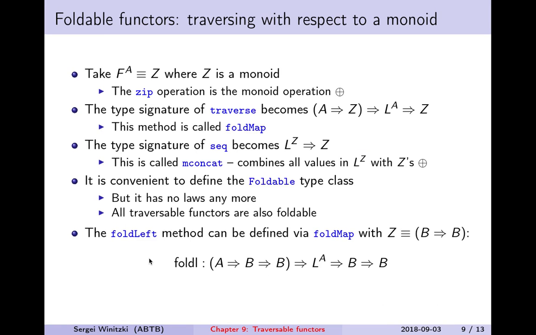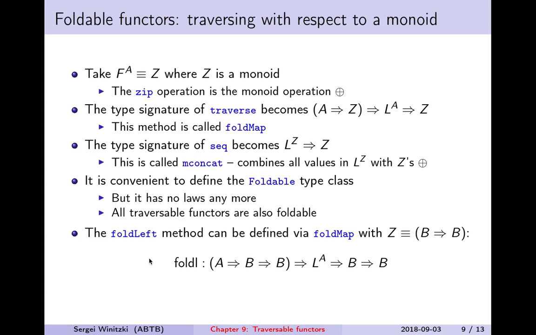So now let me consider foldable functors. Now we know the fold operation in a standard library. It's a fold left. It turns out that the fold operation is a consequence of having a traverse operation. And later we'll also see that the scan operation, the scan left, is also a consequence of the traverse operation. So how do we derive fold from traverse?